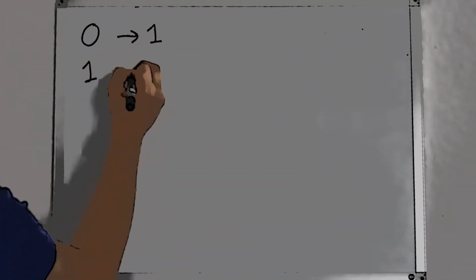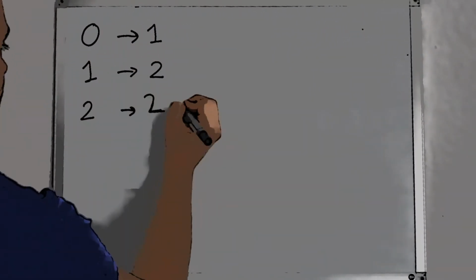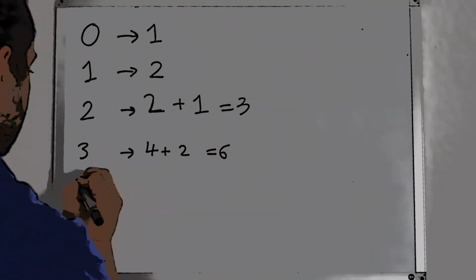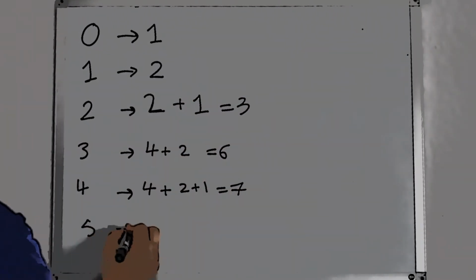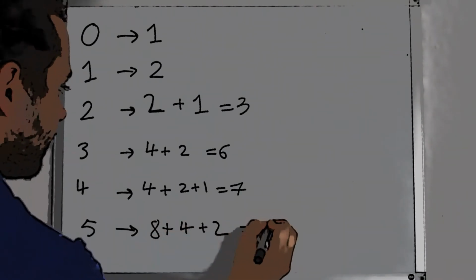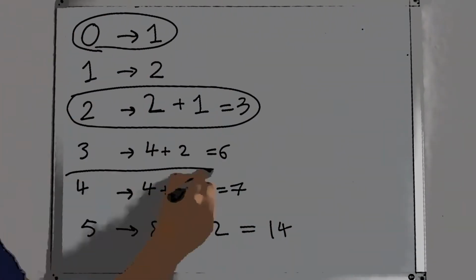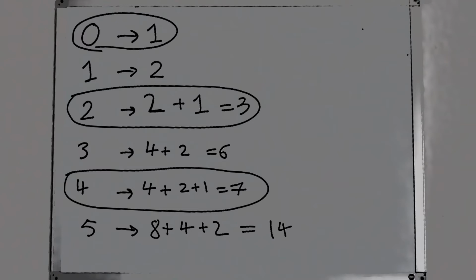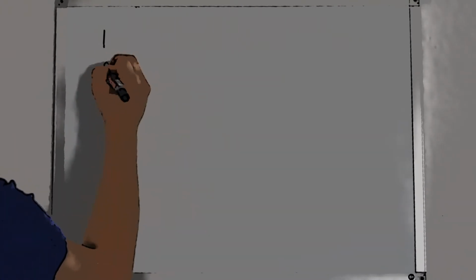So let's take a look at this pattern. At cycle 0, it's 1. Cycle 1, it's doubled, so it's 2. Then it's 2 plus 1. And then it's 4 plus 2. And then 4 plus 2 plus 1. And then it's doubled again, so it's 8 plus 4 plus 2. So we notice that we are adding powers of 2.